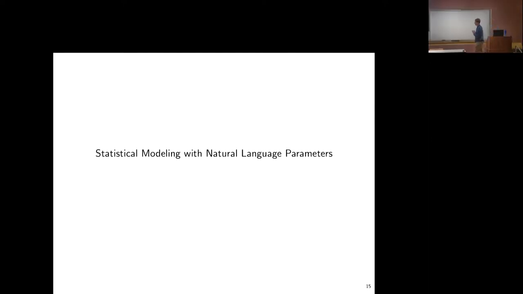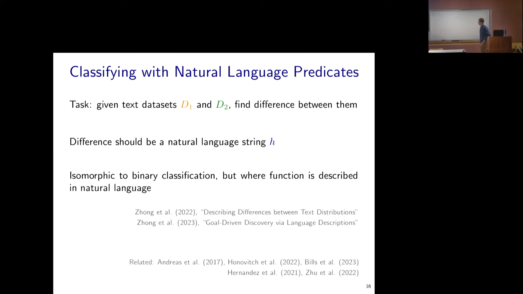Okay, so let me talk about another case study. This is statistical modeling with natural language parameters. This is a research direction spearheaded by my student, Ruiqi Zhong. First let me talk about an abstract task that I think is interesting, and then I'll explain why we want to solve this task.